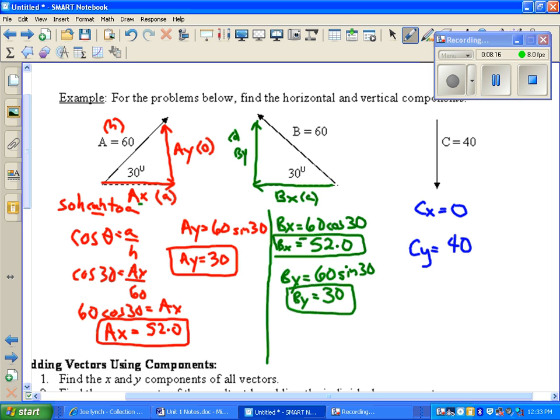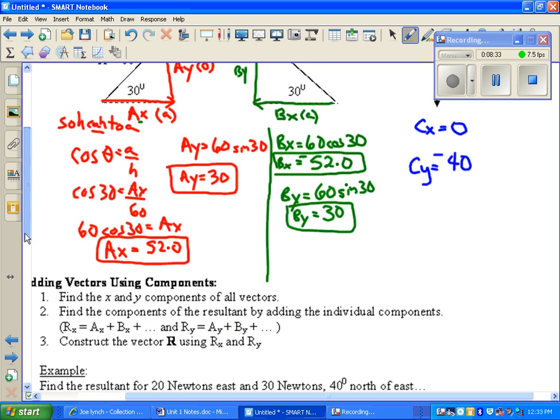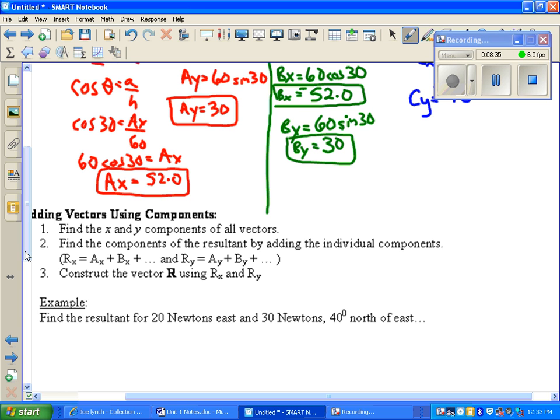Then you have to stop yourself and think about signs. 0 doesn't have a sign to it, but CY, this 40, should be positive or negative. Well, the vector is going downward, so we're going to make it negative. So those are the components for that one. Whenever they're straight horizontal or straight vertical, you don't draw a triangle. One of the components is going to be 0, and the other one is going to be the total amount.